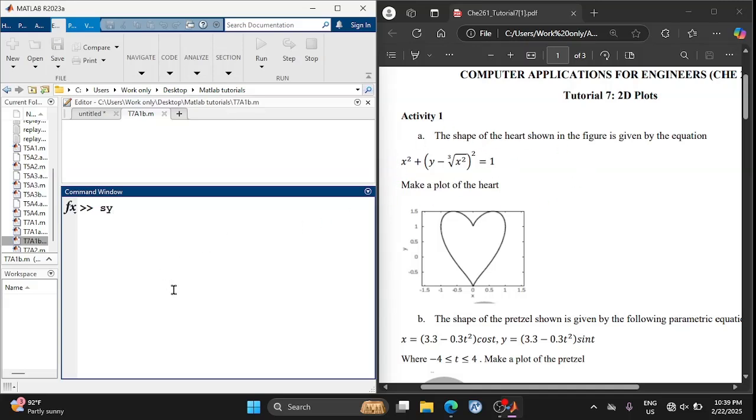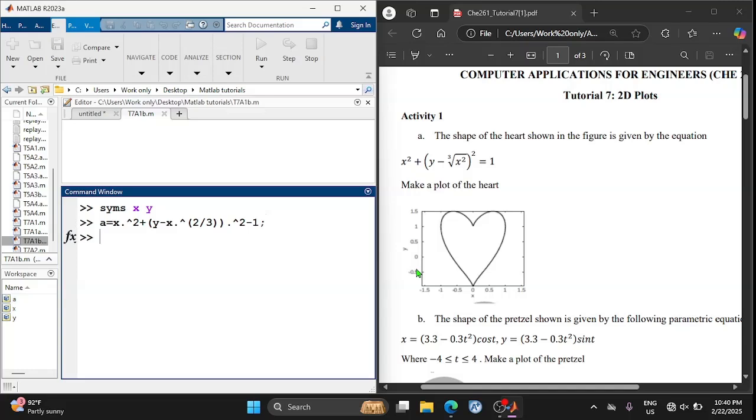So I'll first start by typing out syms x y, because these are my symbolic variables. Then I can type out the expression we have. Let me call the expression a. So a is equal to x squared plus y minus x to the power 2 over 3, right? The cube root of x squared. So we might assume that it's supposed to be x to the power 2 over 3, all of this squared, then minus 1. So this becomes my expression.